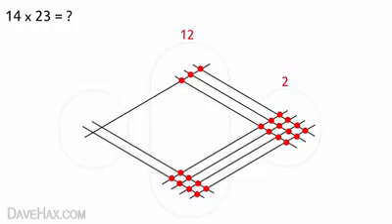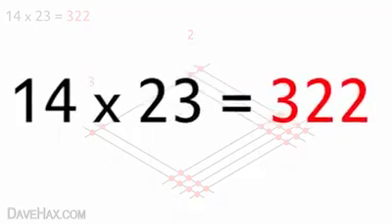Leave the last digit where it is, carry the first digit over to the next zone, and add it to the number of dots in this zone. In this case, 2 dots, giving us a total of 3. And that gives us our answer. 3, 2, 2. 14 multiplied by 23 is 322.